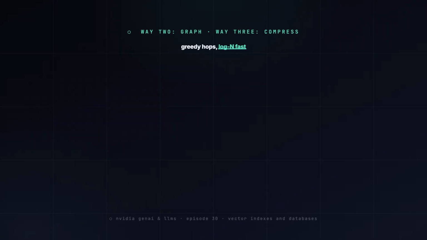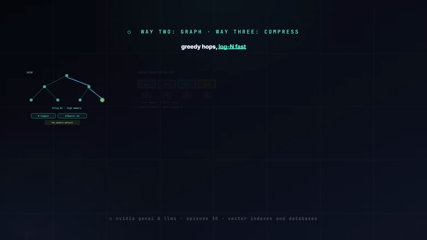Way 2. A graph. HNSW builds a multi-layer small world graph and greedily hops from an entry point toward the answer. Order log n, blazing fast, but it eats memory because you store the graph on top of the vectors. It's the modern default for low latency online search.